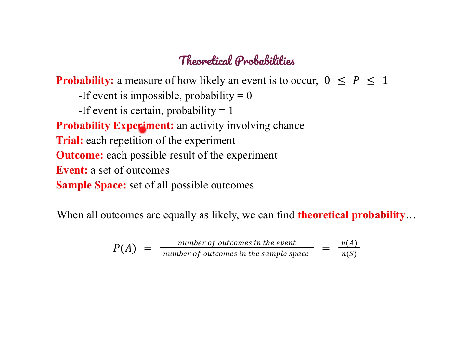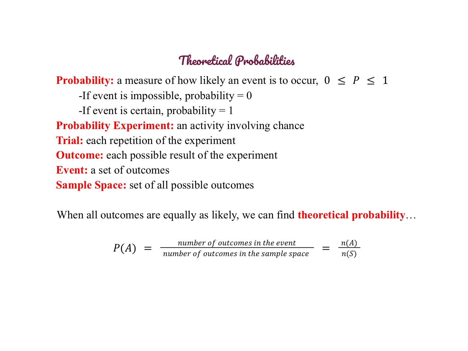So a probability experiment is simply an activity that's involving chance. And a trial would be each repetition of that experiment. So we call an outcome each possible result of the experiment. Okay, and an event is simply a set of outcomes. So it's very common for us to find the probability of some event happening, and we know that, again, an event would include a set of outcomes because things don't usually just happen in one way. They can sometimes, but sometimes there's multiple ways that something can happen. So it'd be the set of all those outcomes.